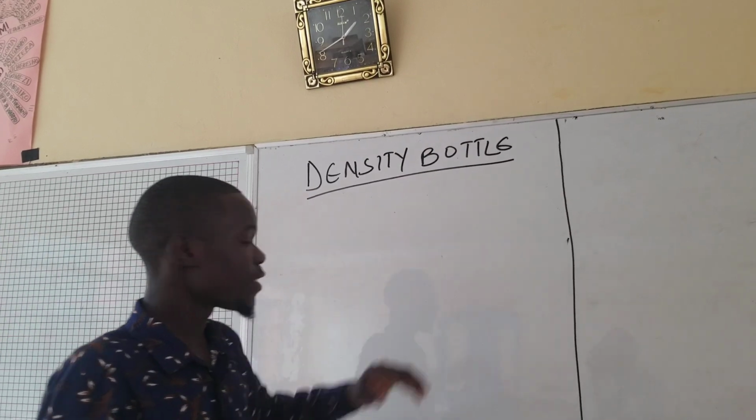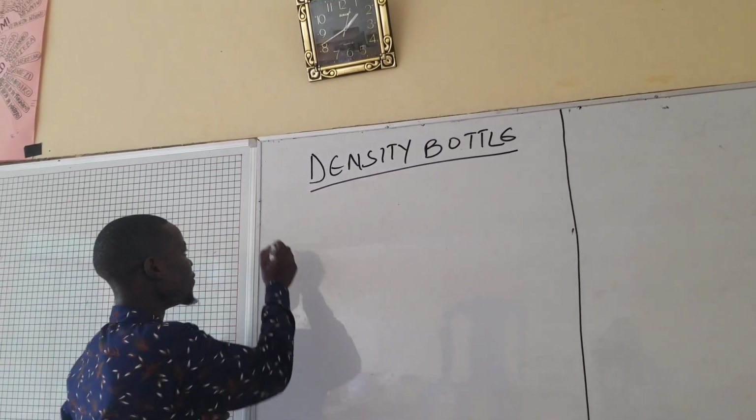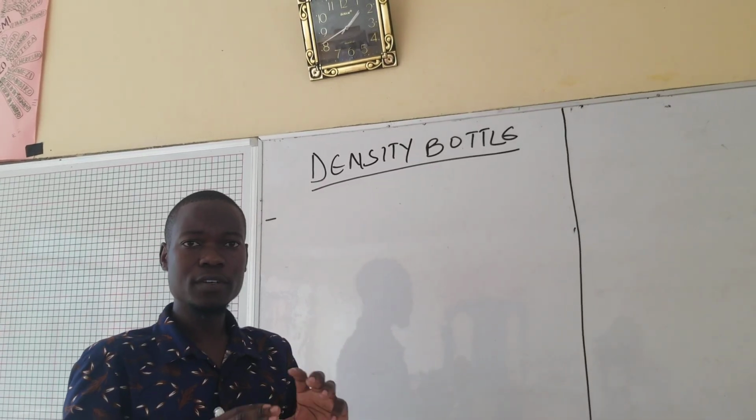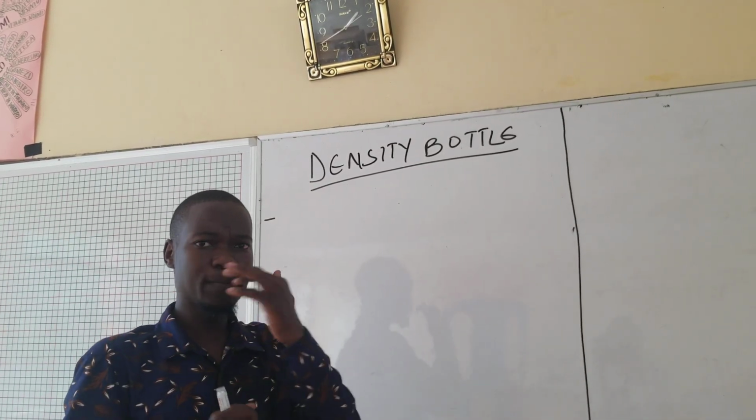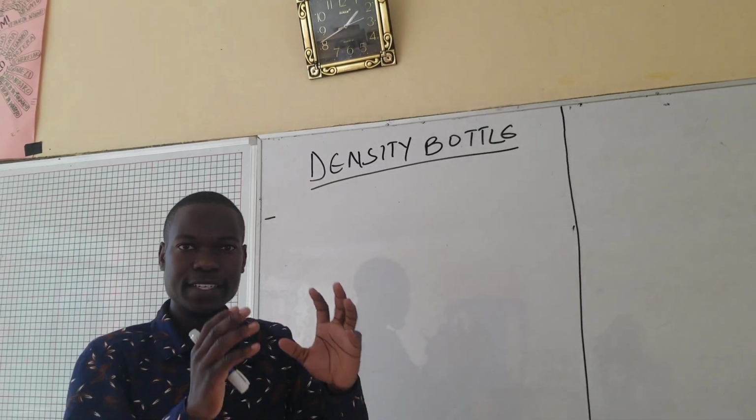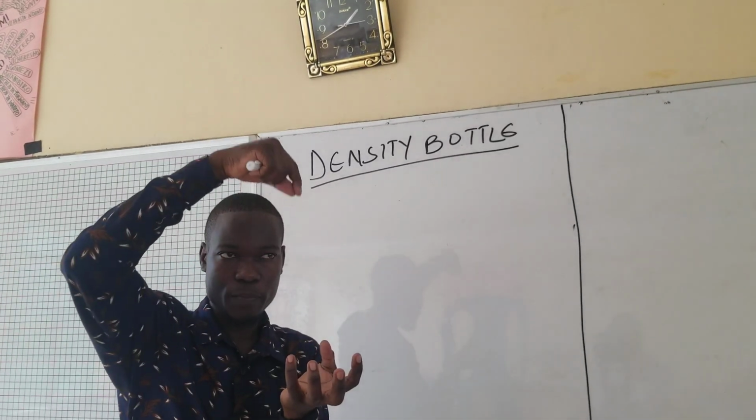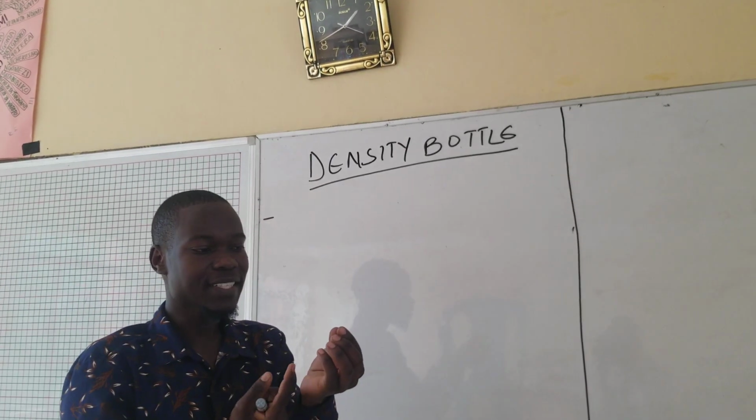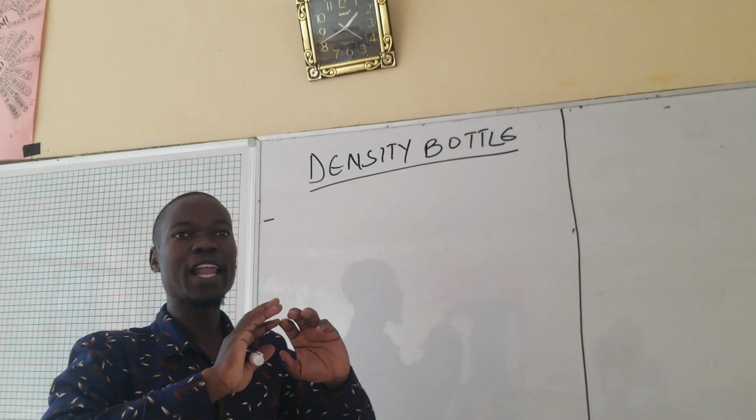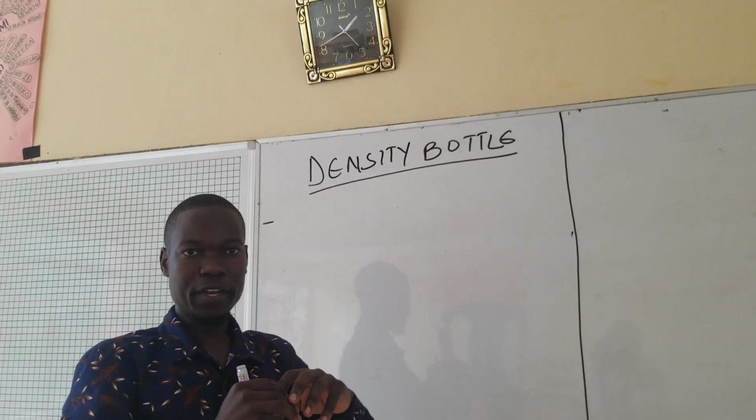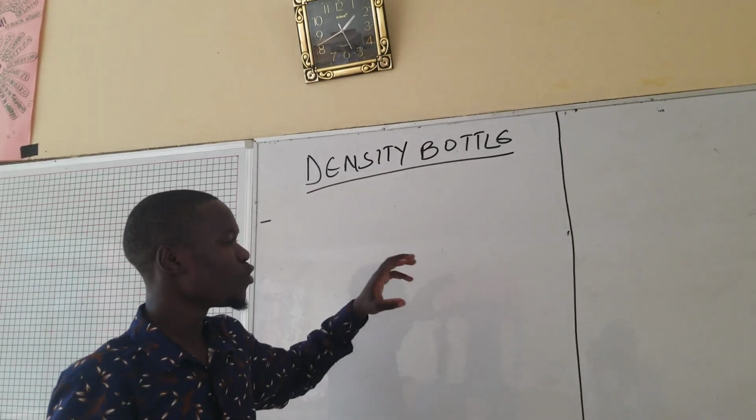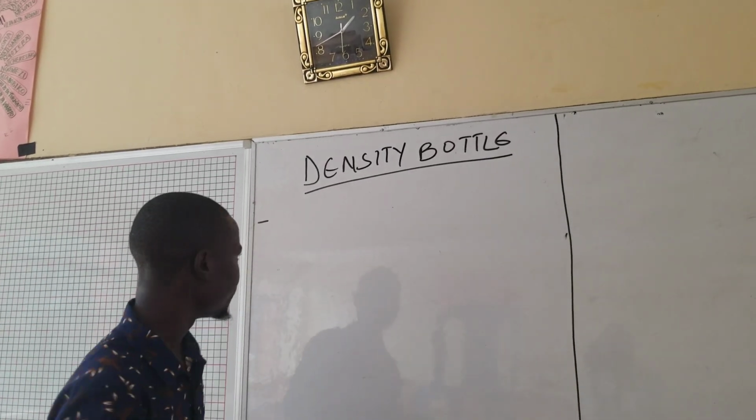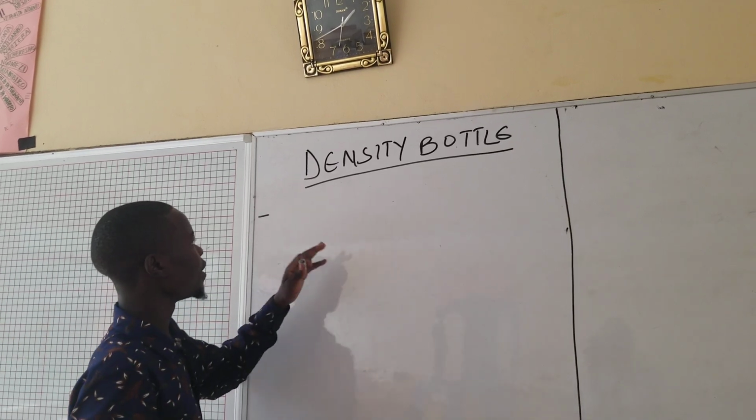So let us just begin straight away with the definition of a density bottle. Number one, you have to know that a density bottle is a small bottle that is made of glass. And the density bottle has a glass stopper. And the stopper has a certain hole in between to allow excess liquid to flow out. So you have to include all those in the definition of your density bottle. So let us just begin with the definition.